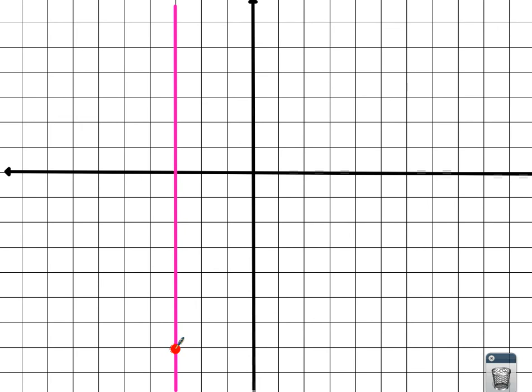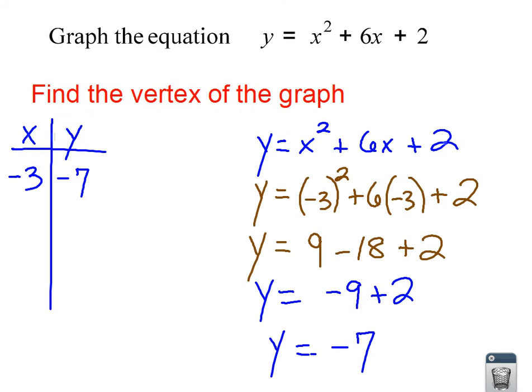Now we have to decide whether or not this parabola is going to have a minimum or a maximum. Since our a value is greater than 0, we know that it is a positive a and it's going to open upward. And if that a was negative, we have learned that it is going to open downward. It's that reflection we spoke of. So this one is going to have a minimum, at the bottom of our parabola.